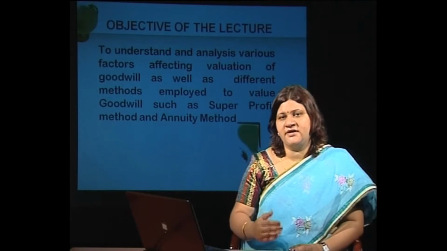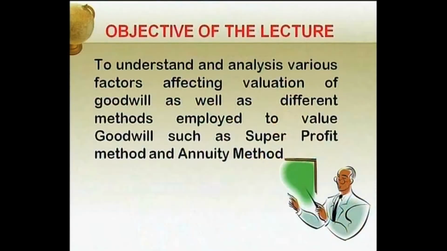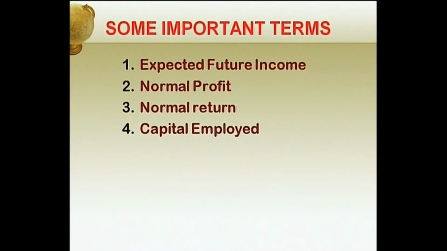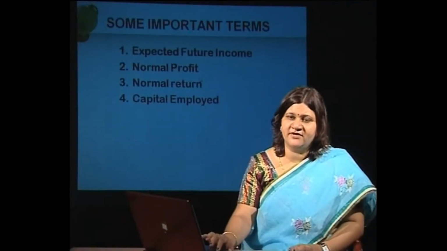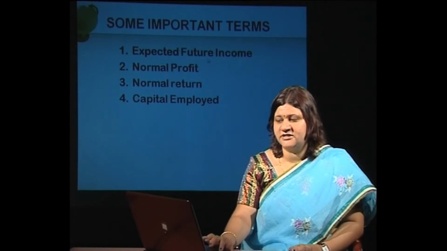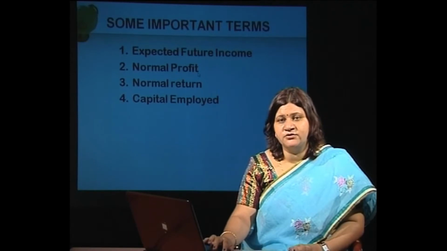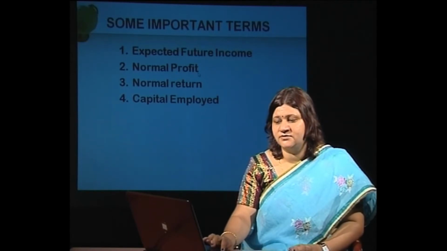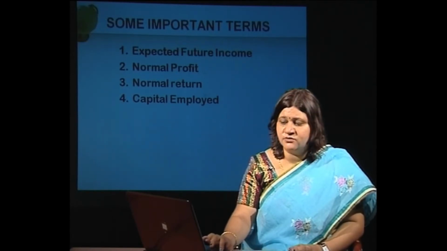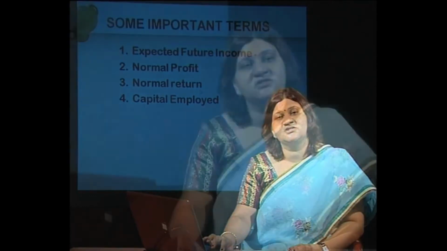Now, continuing our discussion on the factors affecting the value of goodwill, we are going to discuss certain more factors which are normal profit, normal rate of return and capital employed. So, basically there are two factors which affect the valuation of goodwill. Firstly, expected future income, and second is normal profit. And in order to arrive at the normal profits, we need to take into consideration two more parameters, which are known as normal return and capital employed.